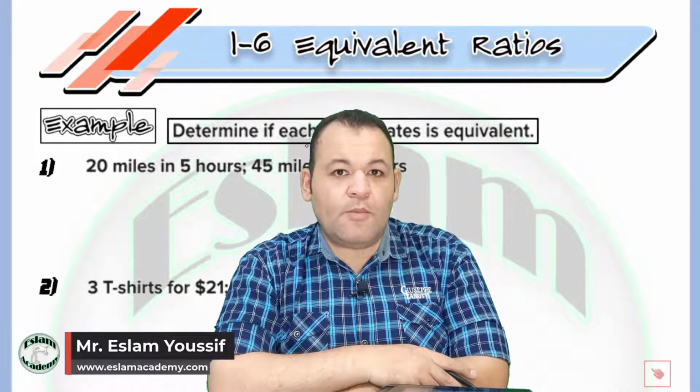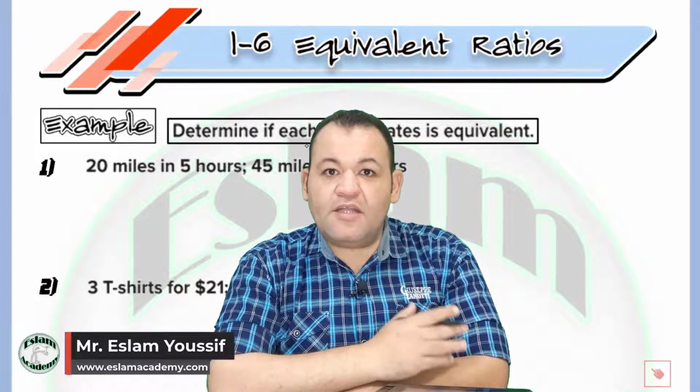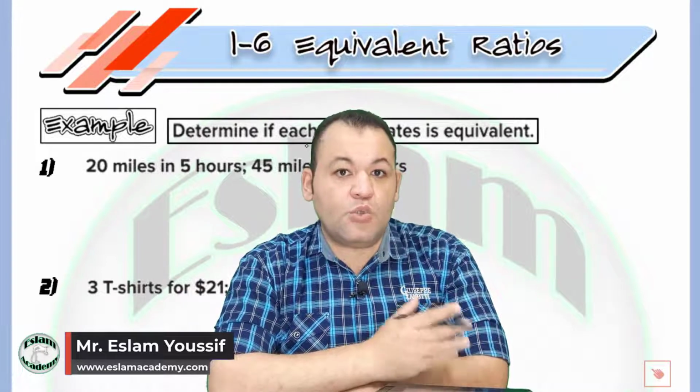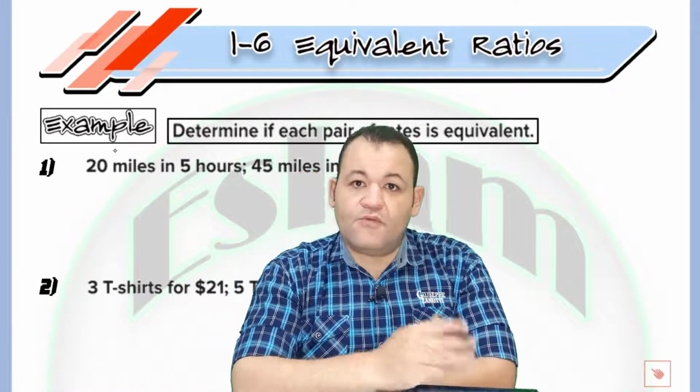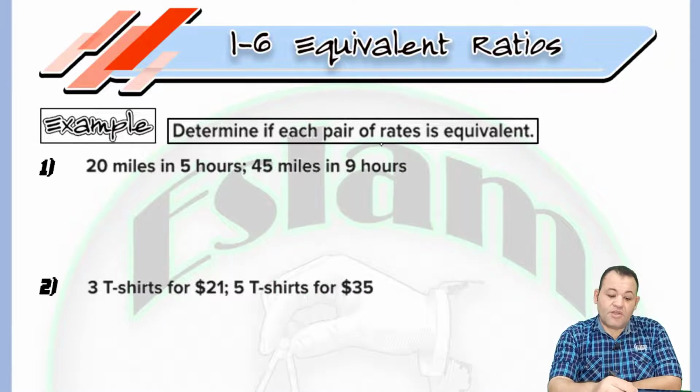In this video, I'll talk about equivalent ratios: how we can determine whether two ratios or two rates are equivalent or not. So for the first question, we need to determine whether the two rates are equivalent or not. Question number 1: 20 miles in 5 hours or 45 miles in 9 hours.